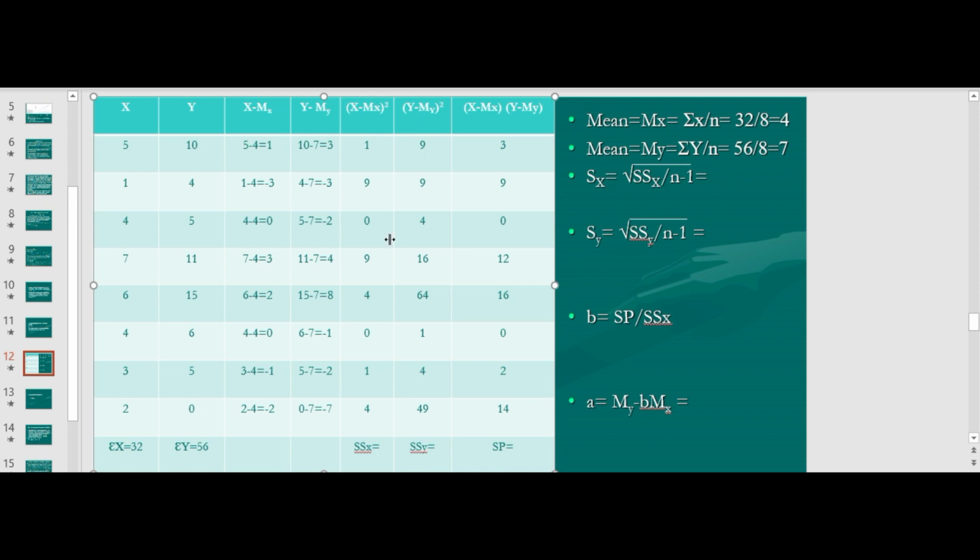We add these values to get SSX, and we add these values to get SSY, and add these values to get SP, the sum of products. Okay. Use the calculator.